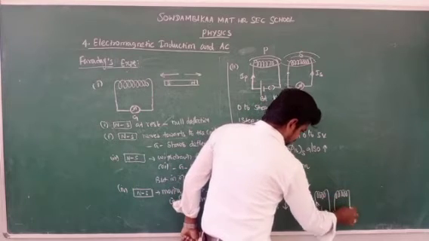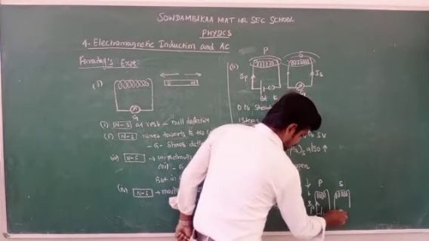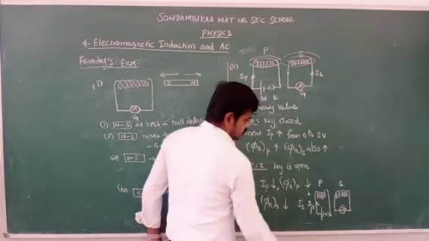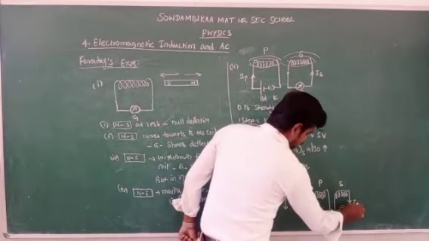So this is the secondary coil, this is primary, this is secondary. Here the sensitive galvanometer is connected. Now the direction of induced current is IS.